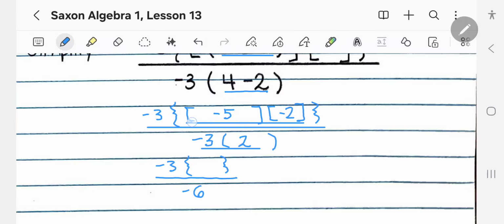And I'm going to go back up to this part. Negative 5 times negative 2 is positive 10. Okay, now I can multiply the numerator out. Negative 3 times the positive 10 is negative 30. And we have a negative 6 in the denominator. I can treat that like a fraction and simplify it, or I can remember that that fraction bar is a division. So it just means negative 30 divided by negative 6, which is equal to positive 5.